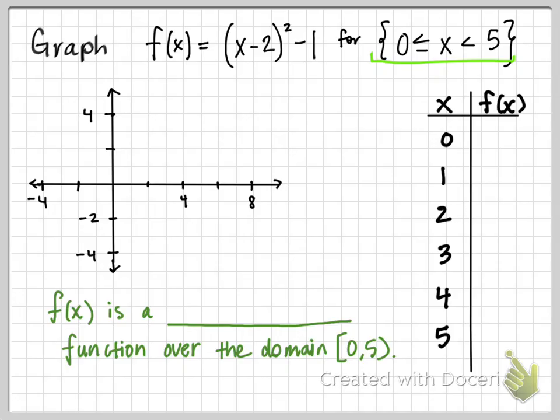Now we're going to plug in 0 to the function, and we would get something like 0 minus 2 quantity squared minus 1, which if you evaluate that, you're going to get negative 2 squared, which is 4. 4 minus 1 is 3. So we're going to graph 0, 3. Then you're going to do that again with 1. So we have 1 minus 2 quantity squared minus 1, and that equals, well, that'd be negative 1 squared is 1. 1 minus 1 is 0. So we're at 1, 0. Let's double check that. Yeah.